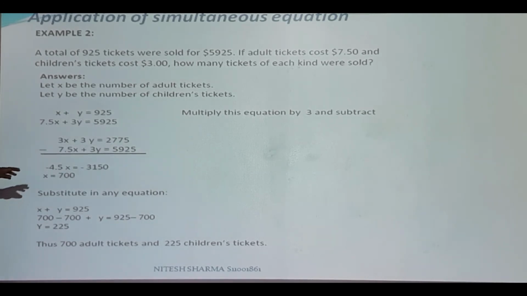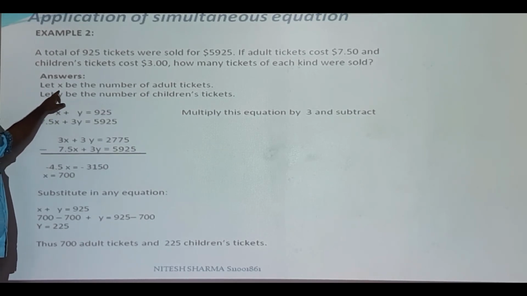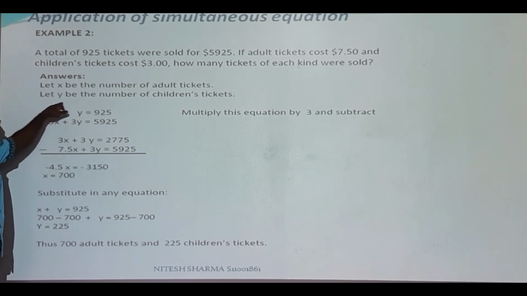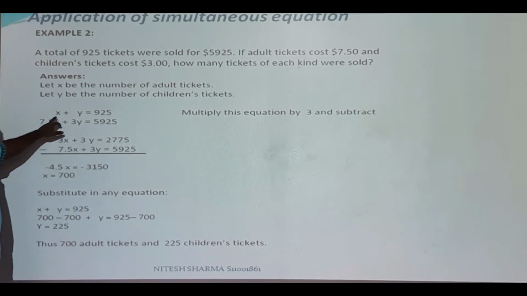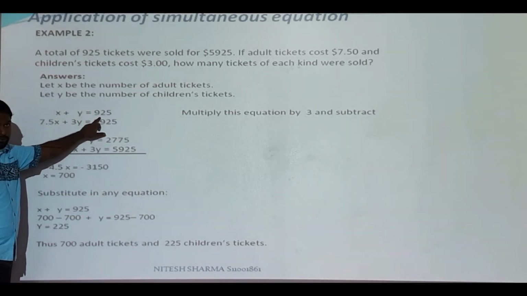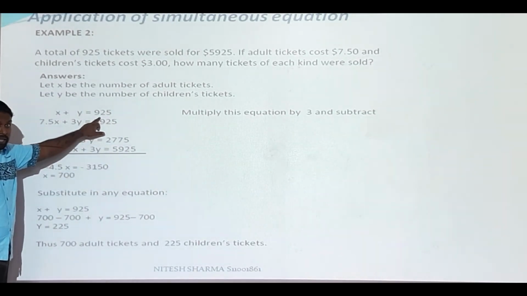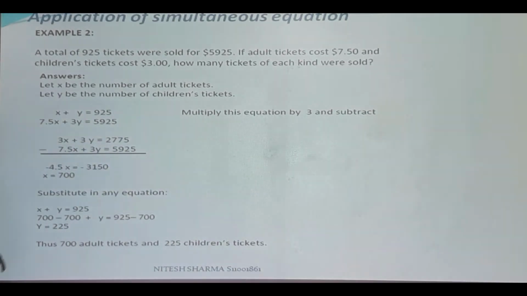The first thing you do is represent the unknowns with variables. Let x be the number of adult tickets. Let y be the number of children tickets. The total of 925 tickets were sold to adults and children, so x plus y equals 925. Clear?